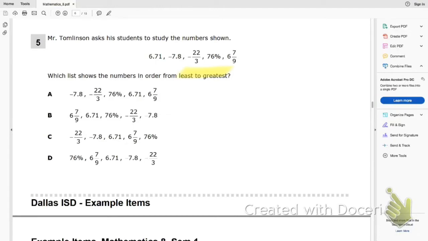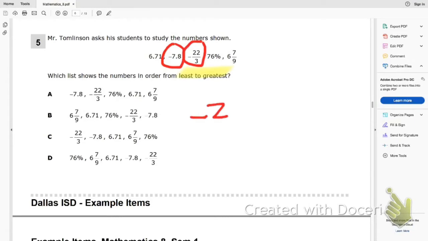But if they ask for least, you're going to look for your negatives. I would circle my negatives because that's going to be our focus right now. So we have negative 7.8 and negative 22 over 3. I wouldn't worry about the other numbers just yet, unless they get super specific and the answer choices are really close together. So let me look at this. I have negative 7.8, that is in decimal form. I have negative 22 over 3, that is a fraction. So I need to change it to a decimal.